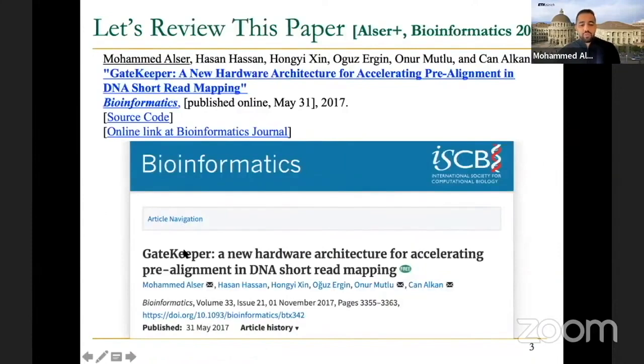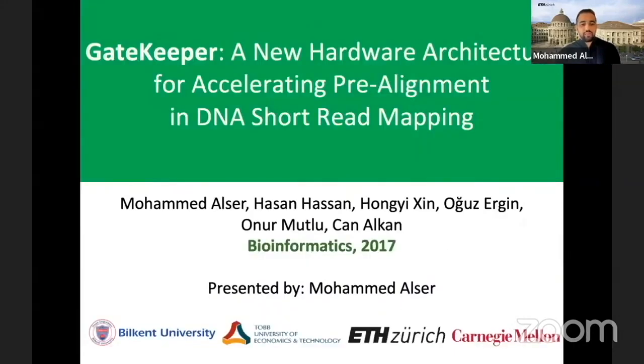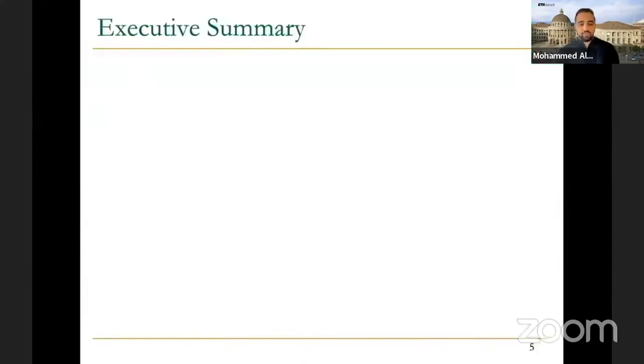So for today, we will cover a new paper called GateKeeper, published in 2017. It's a new hardware architecture for accelerating pre-alignment filtering in DNA short read mapping. We will continue covering different topics in read mapping for the following 3 to 4 weeks, and then we will move on to a new topic.